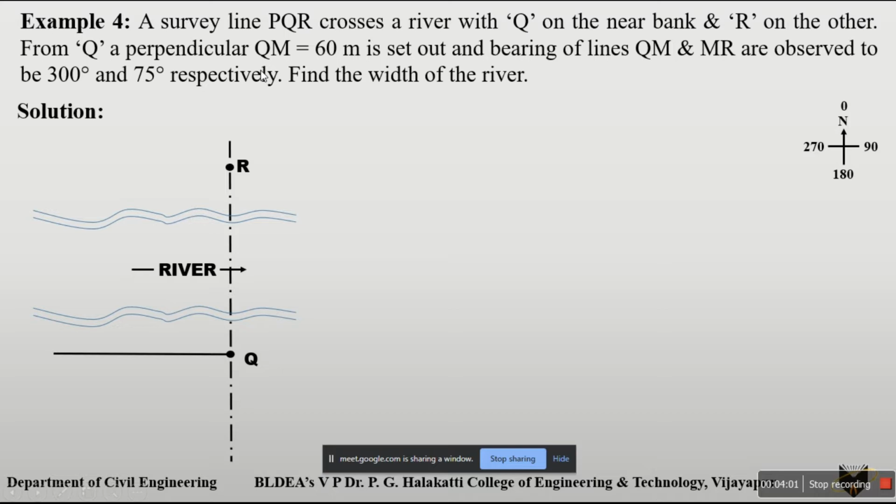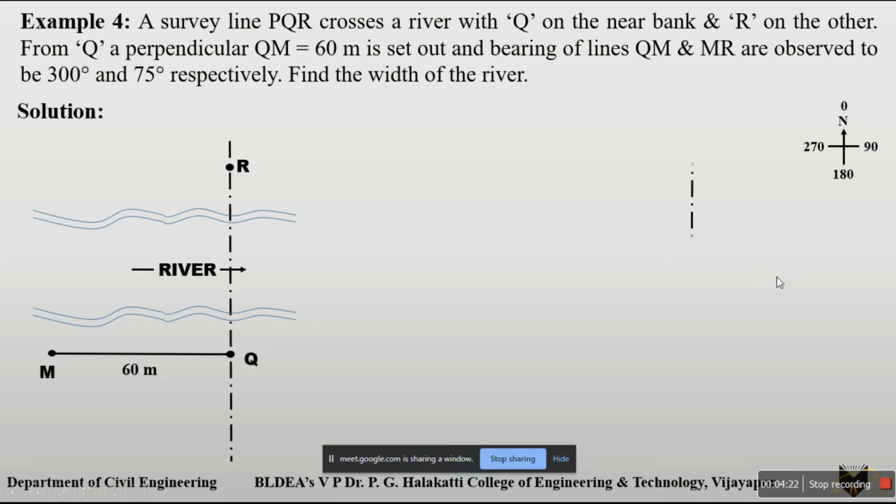Next they have drawn a perpendicular line at the point Q towards M. The length of that line is 60 meters. Next we have to observe the bearings from point Q to point M, and one more from point M to point R.